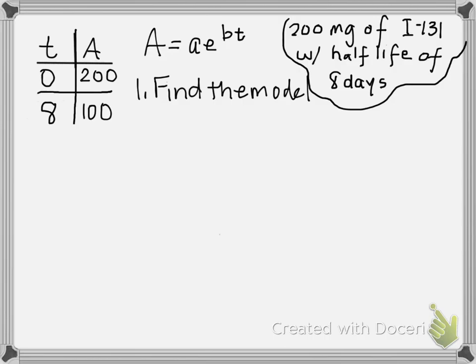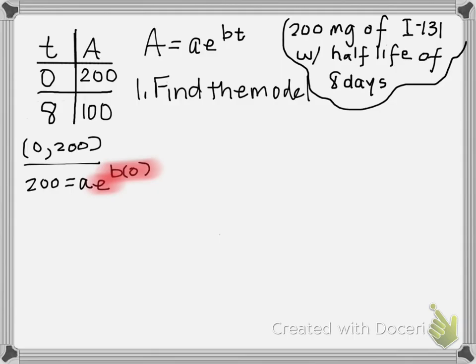the way that I would find m and b in a linear model. So I'm going to take the first point, 0, 200, and plug that in. So that means that 200 equals lowercase a, e to the b times 0. And looking at this, b times 0 is 0, and then e to the 0 is 1, and a times 1 is a. So all of this is to say that a is equal to 200.